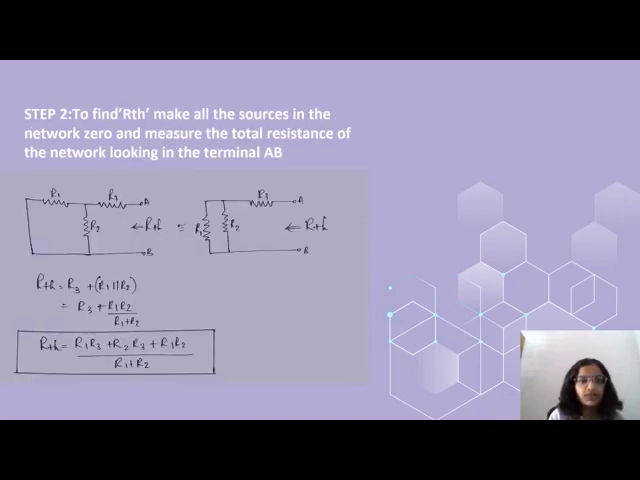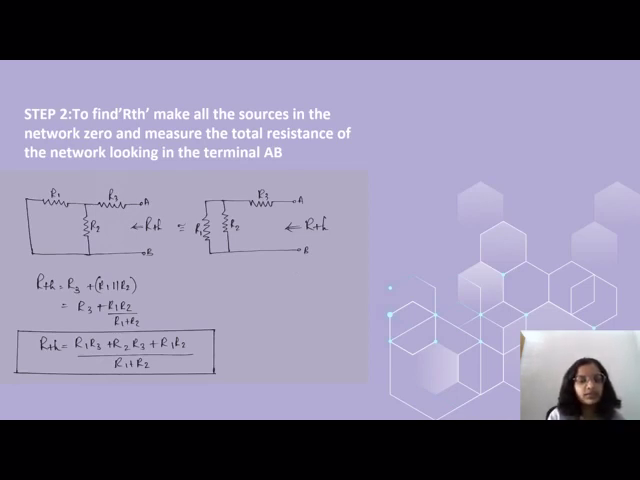Step 2 is to find the Thevenin's resistance RTH. In order to determine the Thevenin's resistance, the process involves deactivating all the independent sources within the original network. The equivalent resistance is then calculated at the terminals of interest, providing a measure of the internal impedance of the network. This step is crucial in establishing the Thevenin equivalent circuit as it captures the inherent resistance characteristics of the original network when independent sources are temporarily removed.